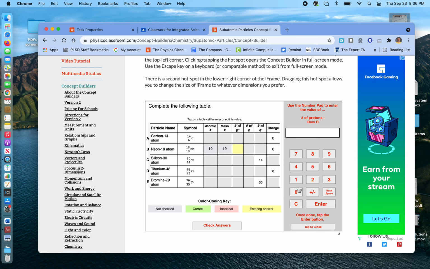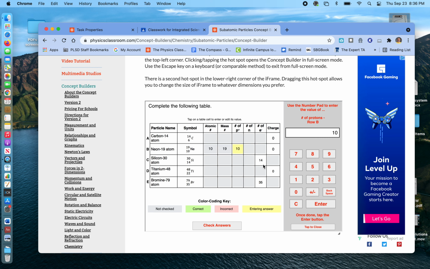Protons, same always as the atomic number. Neutrons is the difference between the mass number and the atomic number. Why? Because atomic number is number of protons, mass number is both protons and neutrons. So that means I've got to have 9 neutrons. And for a neutral atom, if I have 10 protons, I have to have 10 electrons. So now I'm going to check my answers for this.